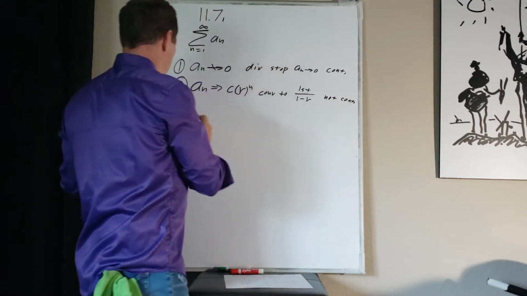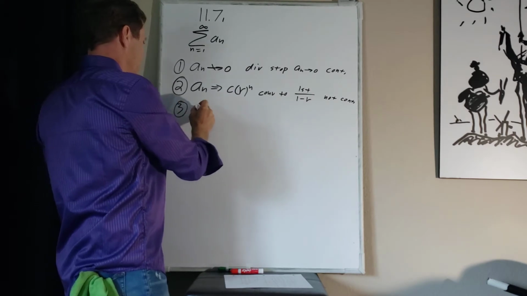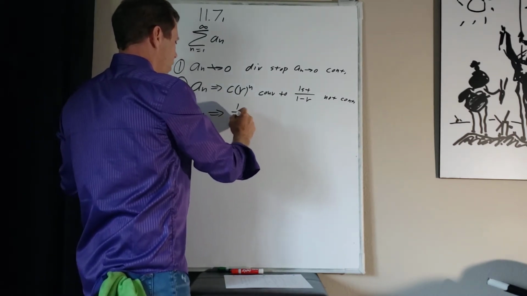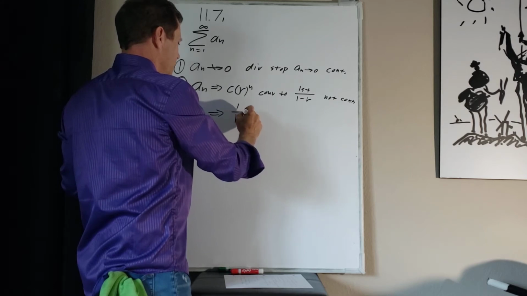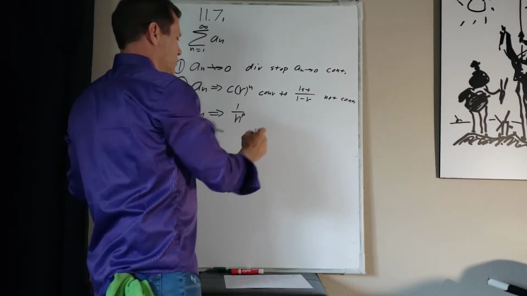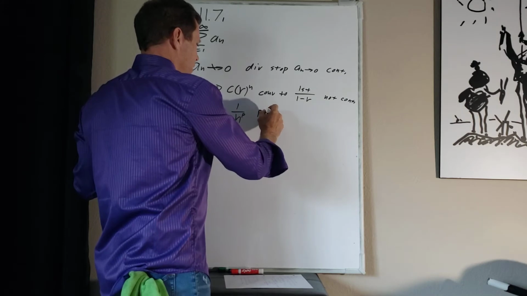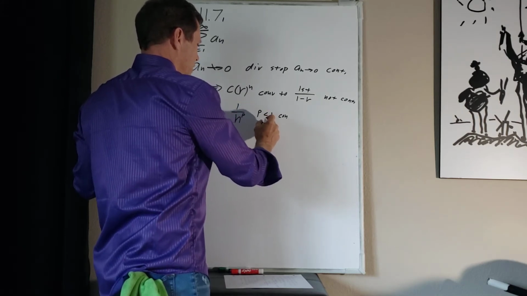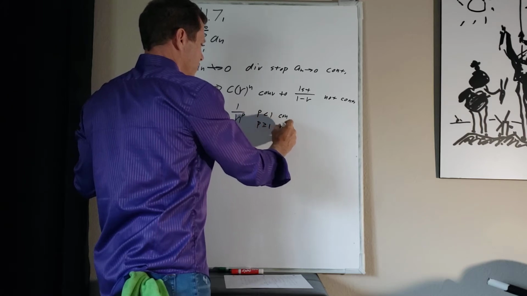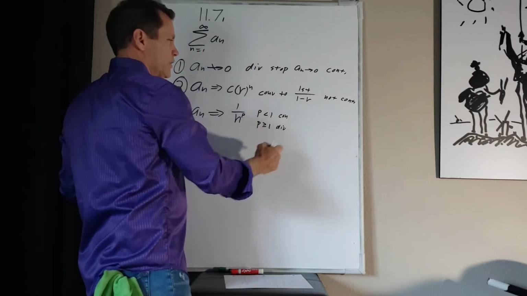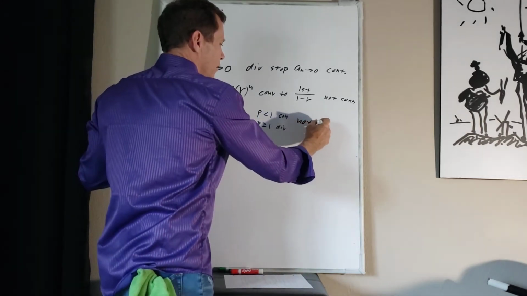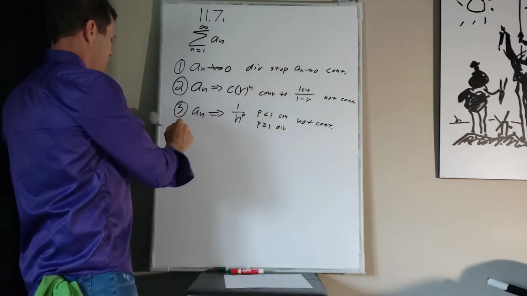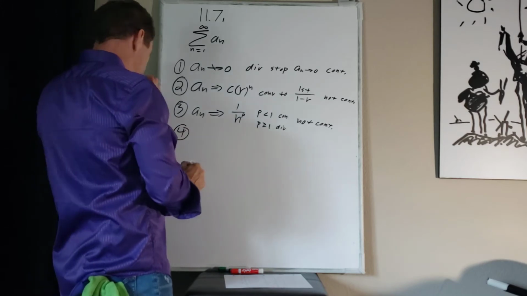What's the next thing I might look at? So 3, do the AN's kind of look like a 1 over n to the p? If so, then if p is less than 1, it converges. If p is greater than or equal to 1, it diverges. If that's not true, then you continue. What's the next thing you're going to look at? That'd be the fourth thing you look at.